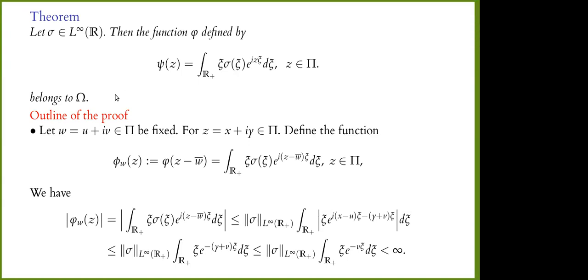Now our aim is to show that this psi belongs to omega. First of all, we fix some w equals u plus iv from the upper half plane. Whenever z is of the form x plus iy, we define a function phi of z minus w bar, and we use the short form p suffix w of z as the integration over R plus psi sigma of psi e power i z minus w bar psi d psi. The first kernel property says that this phi suffix w should belong to A 2 pi, the Bergman space. So first we have to show that this function is continuous. Then we show that it is analytic, and in the third step we show that the Bergman space norm of this phi suffix w is finite.